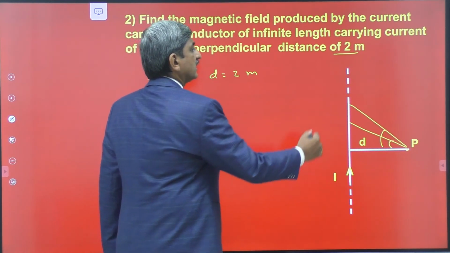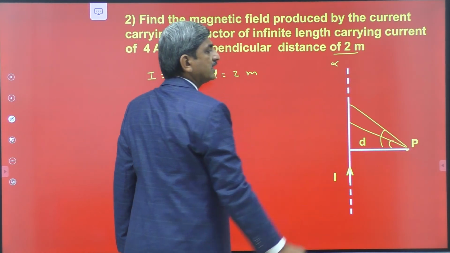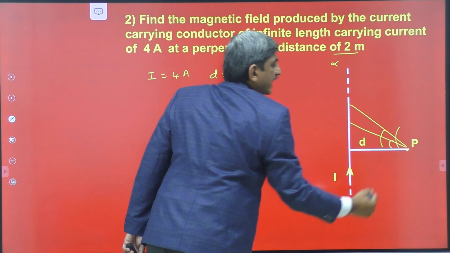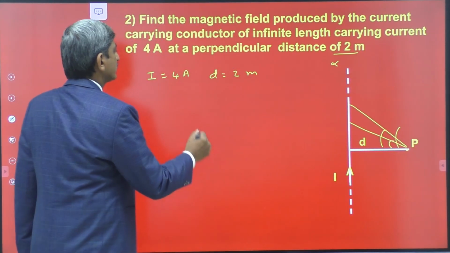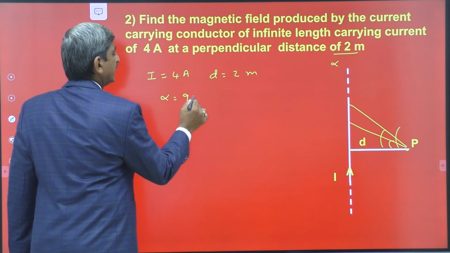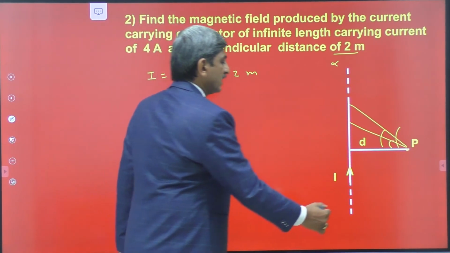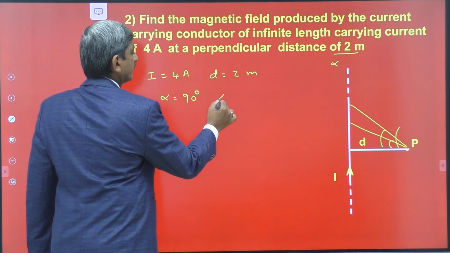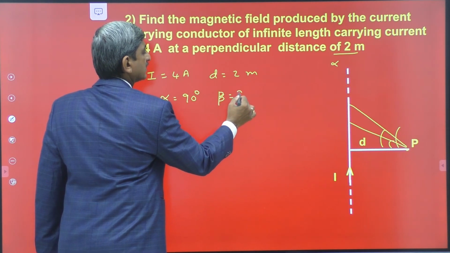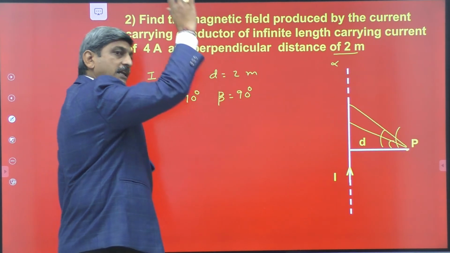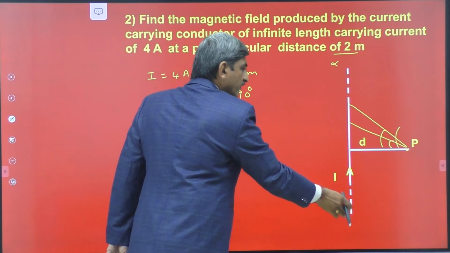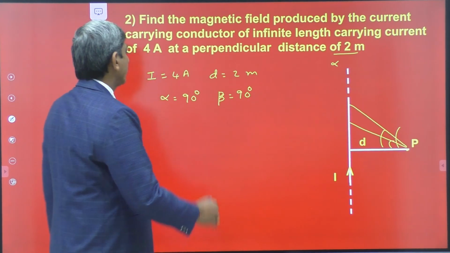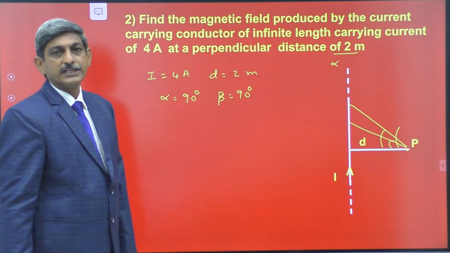But here, the length of the wire is up to infinity, so that infinity point makes an angle of 90 degrees at point P. That's why alpha is equal to 90 degrees. Similarly, the bottom point is also elevated at an angle of 90 degrees. Why? Because the top end is at infinite distance and the bottom end is also at infinite distance, so that they are elevated at 90 degrees. That's why alpha is equal to 90 degrees, beta is equal to 90 degrees.